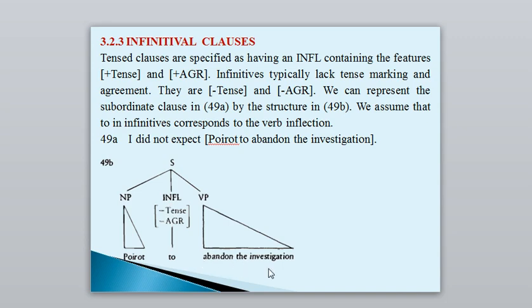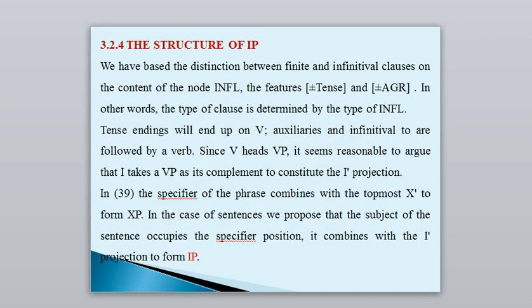We can conclude that all sentences have this node, inflection. Some of them, the finite clauses, have plus tense and plus agreement, but in infinitive clauses like this we have minus tense, minus agreement too. We put "to" in this node. So this is the difference between finite clauses and non-finite clauses.